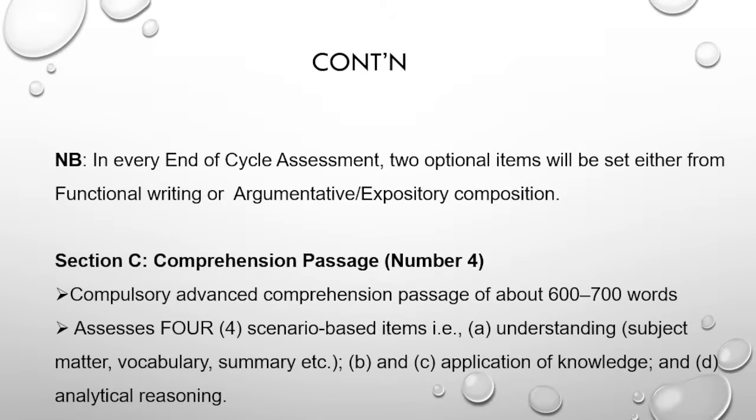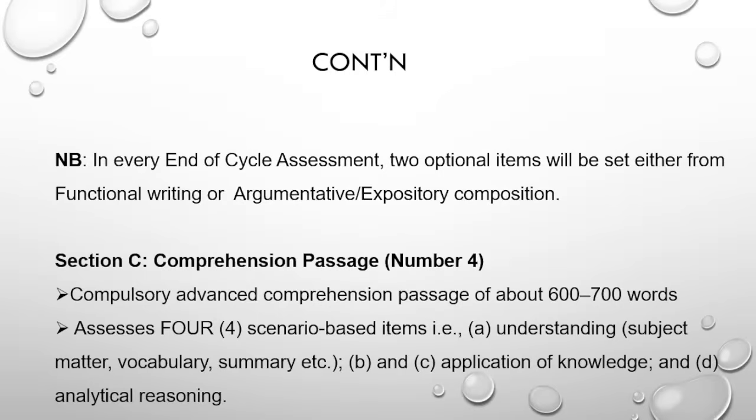There's an NB in every end of cycle assessment. I've already explained this. Two optional items would be set either from functional writing or argumentative or expository composition. Then the third section is C, which is a comprehension passage. This will be a compulsory advanced comprehension passage of about 600 to 700 words, and will assess four scenario-based items.